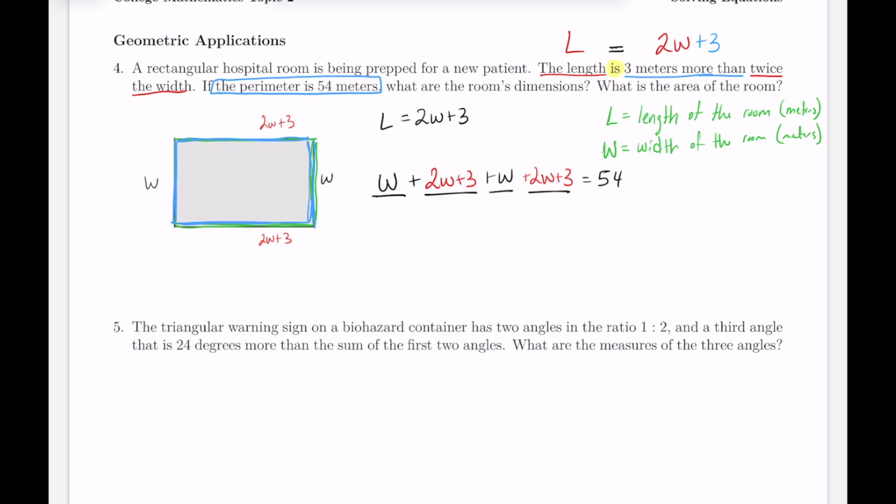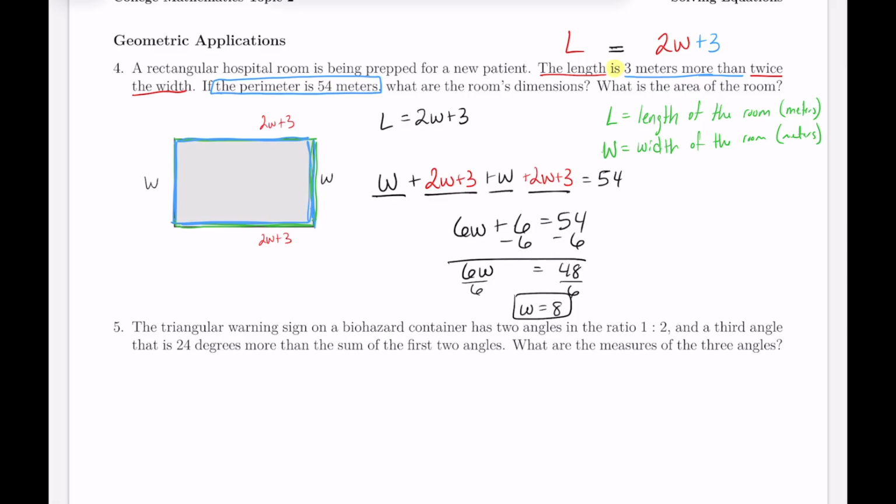When we look at combining the like terms, we combine all the W's that are on one side. I have 6W, and we combine the constants, and we have 6W plus 6 equals 54. I'll subtract 6 from both sides. Get 6W equals 48. And then I'll divide both sides by 6 to get W equals 8. Now I box it and I move on, right? Because that's what I do.